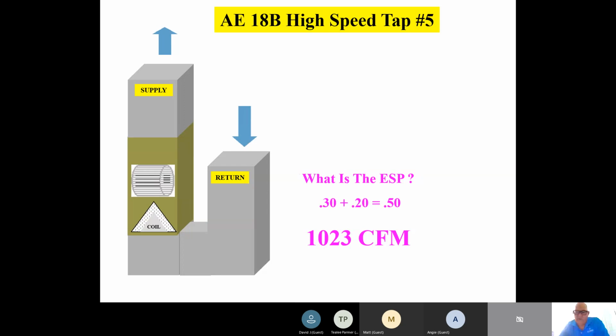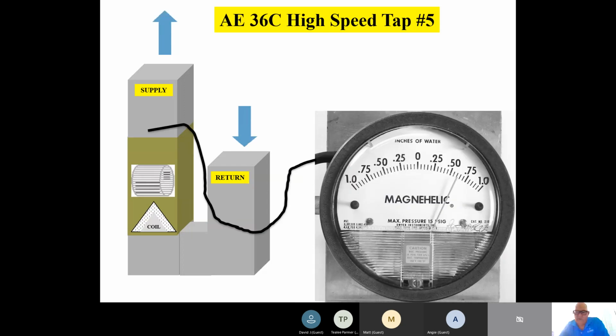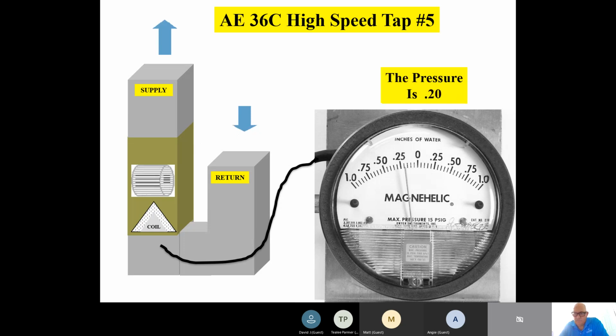All right, I think we've got one or two more examples just to make sure everybody's got this. So on this next example, we have an AE36C, which, by the way, that AE air handler is a very popular air handler we sell a lot of. High efficiency air handler. So it's a 36C. We're on the high speed tap number 5. And in our example, looks like we've got 0.6 inches of static on supply, and about a 0.2 static on return.